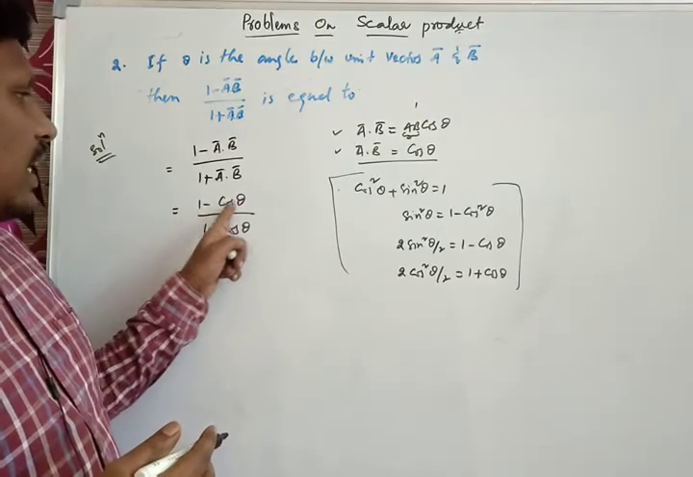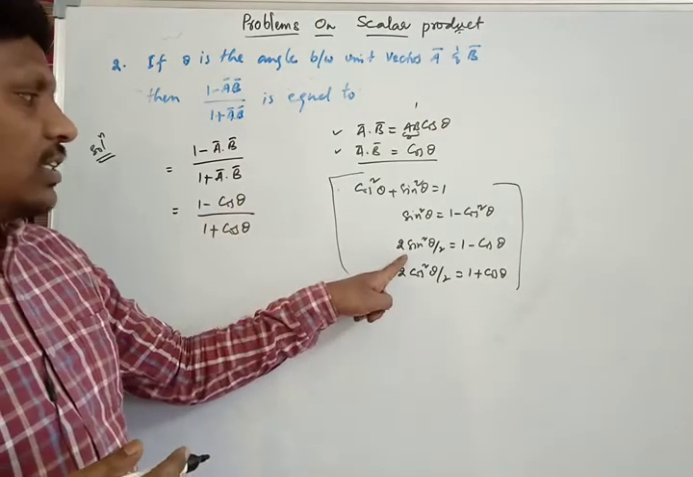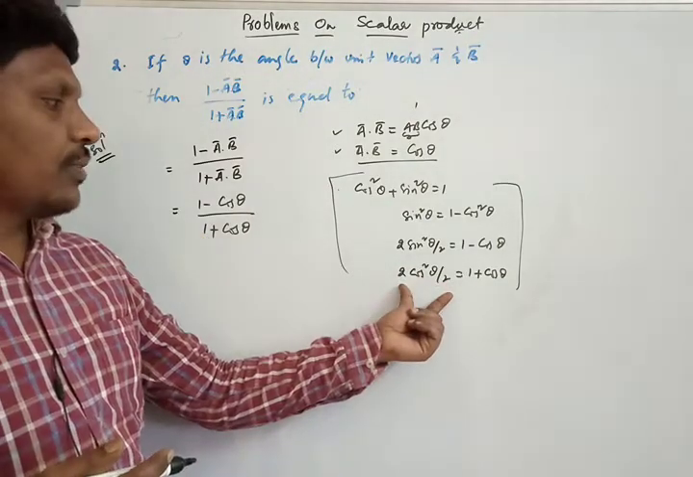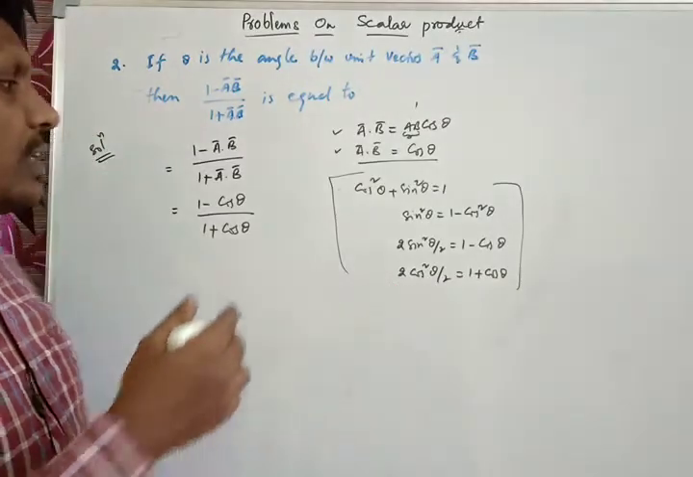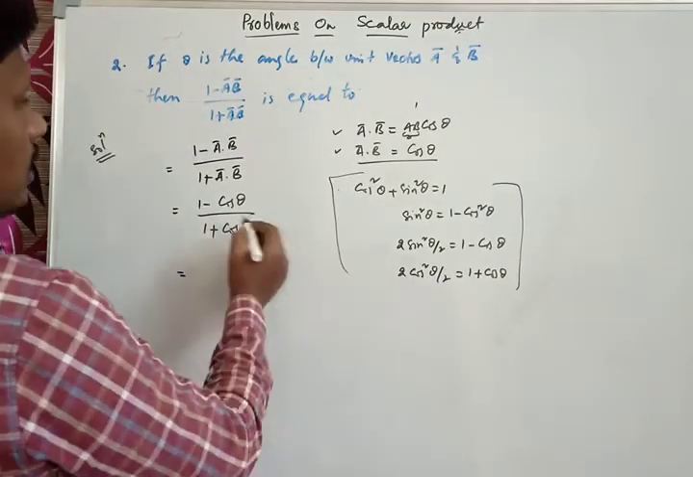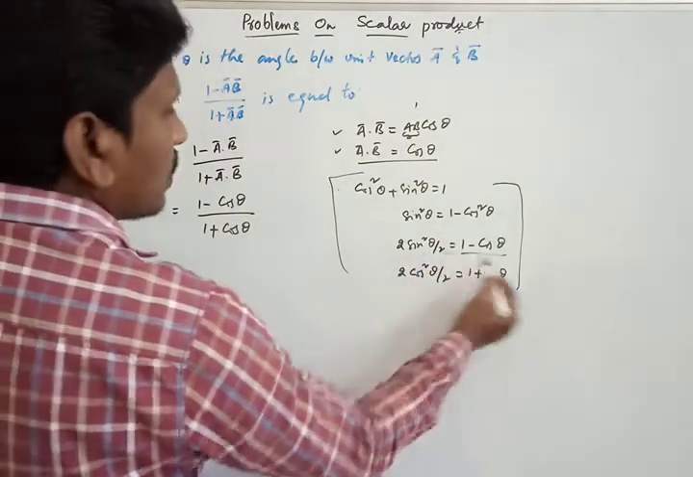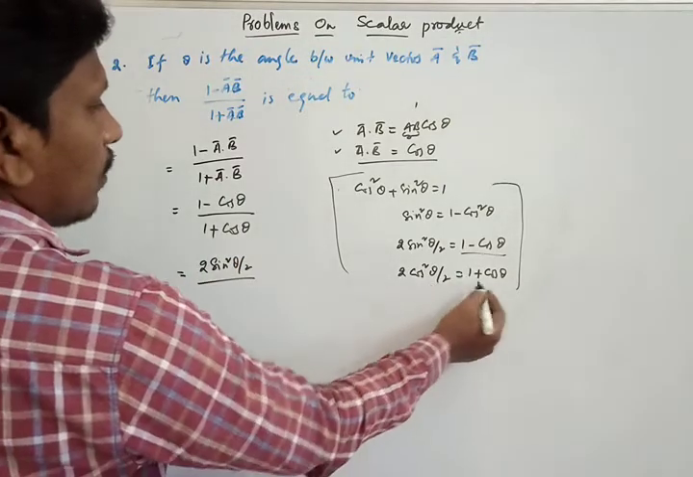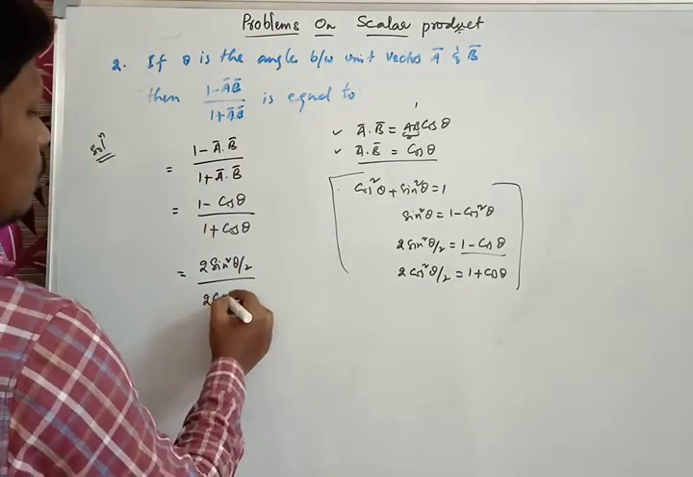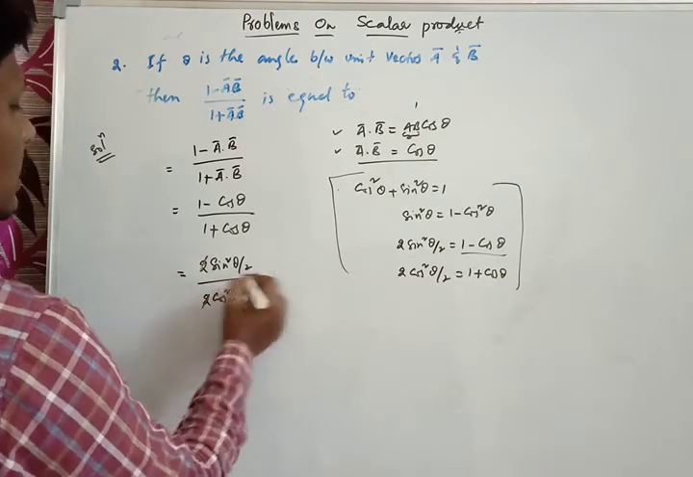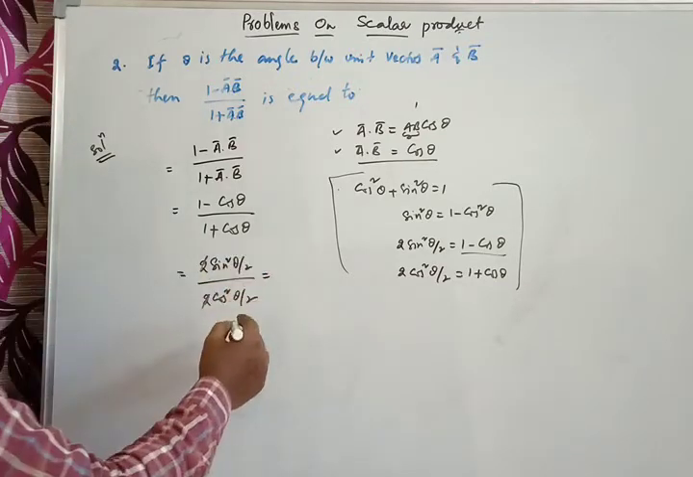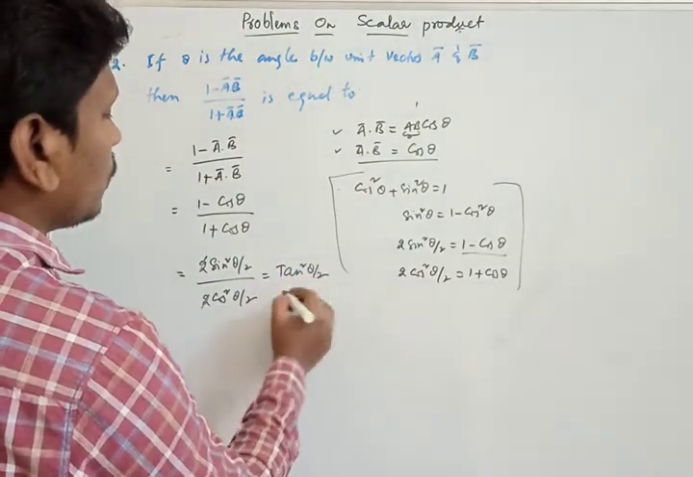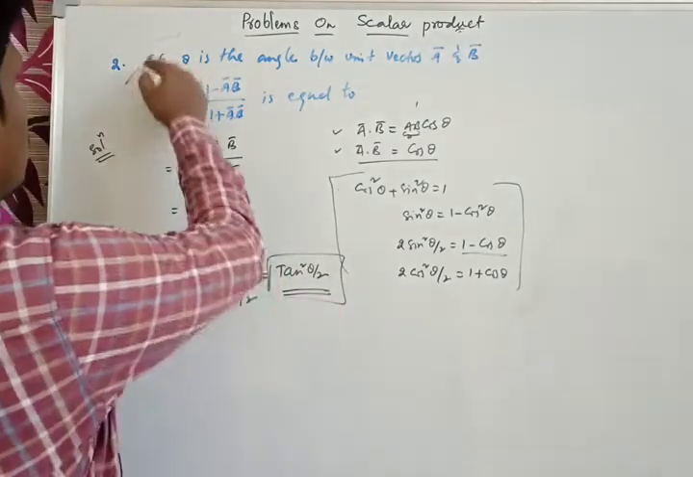Here there is a 1 - cos θ, and we have to divide this value by 1 + cos θ. We have to use the half angle formulas. 1 - cos θ is nothing but 2 sin²(θ/2), and 1 + cos θ is nothing but 2 cos²(θ/2). The 2 gets cancelled, and this is sin²(θ/2) divided by cos²(θ/2), that is tan²(θ/2). This is the answer for this question.